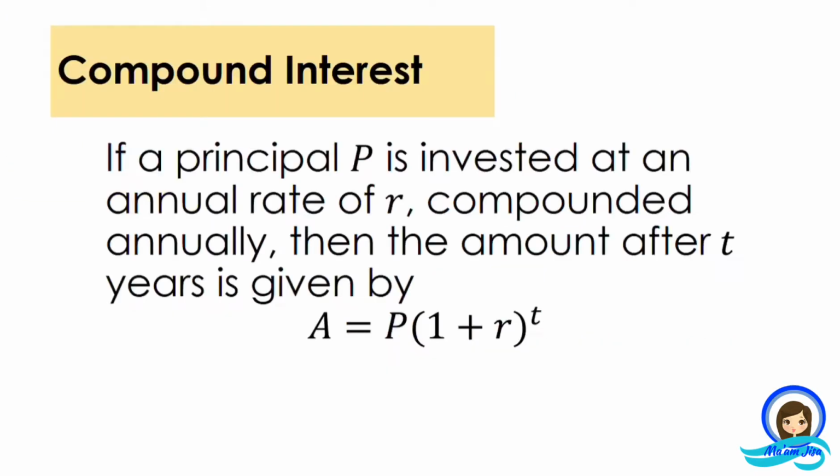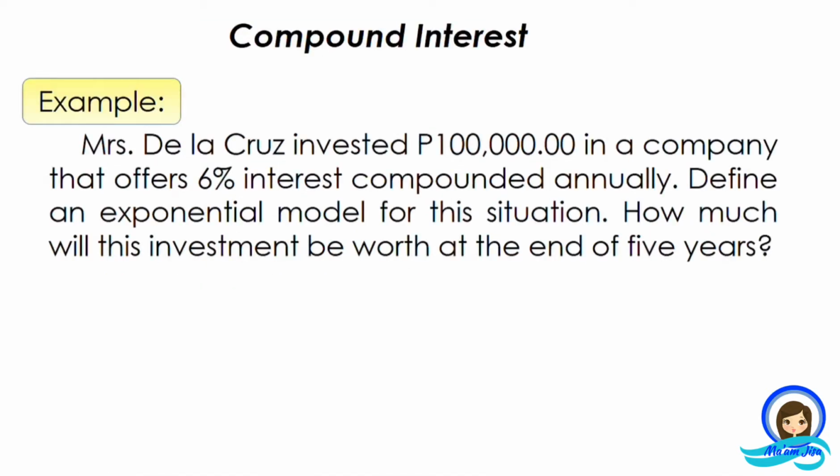Next application of exponential functions is compound interest. If a principal P is invested at an annual rate of R, compounded annually, then the amount after T years is given by A equals P times quantity 1 plus R raised to an exponent of T. A is the amount, P is the principal, R is the rate, and T is the time in terms of years.